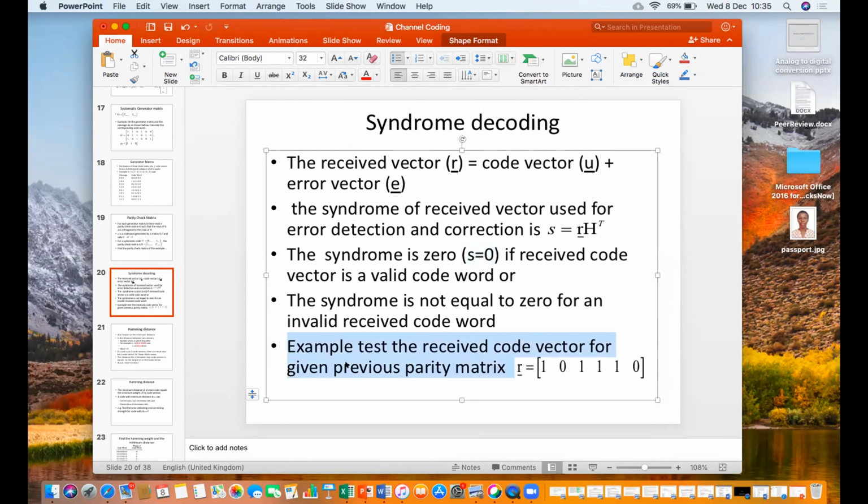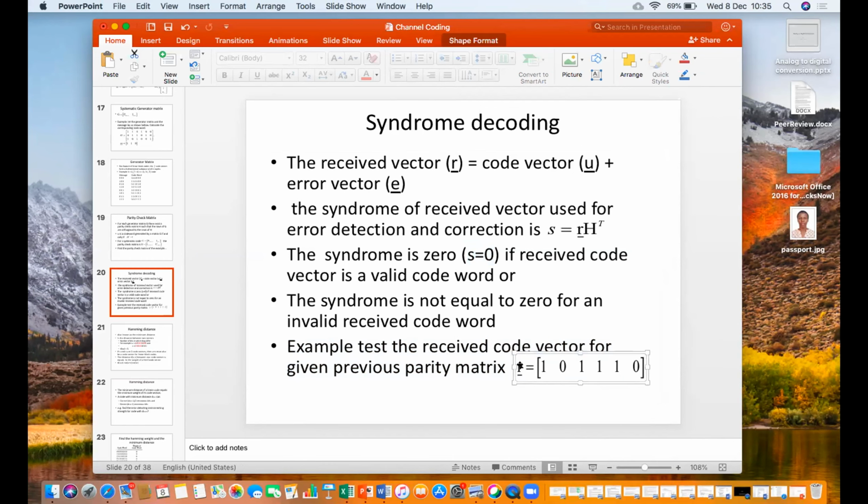Can someone find out? I'm not going to go through this, okay? Can you, in your own time, go through this and see if this is an example of a received vector? Can you find out if this is your error? Can you find out whether this code word is a valid code word or an invalid code word? Okay, please do go through that.